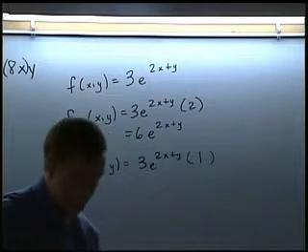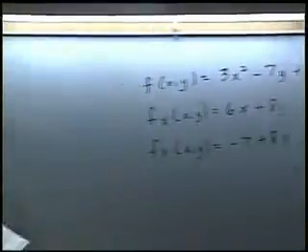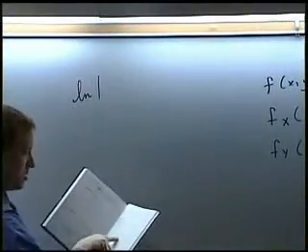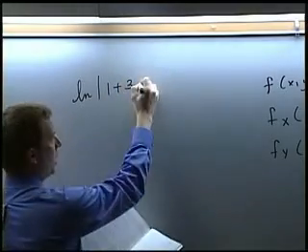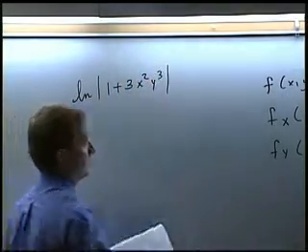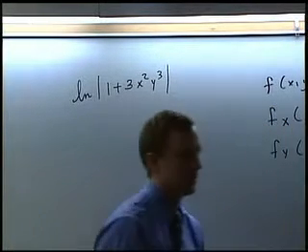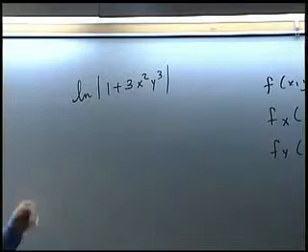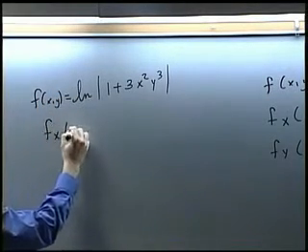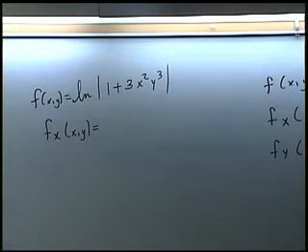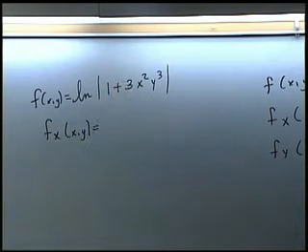Next example. I'll move over to here. What if we've got natural logarithms? Natural log of the absolute value of 1 plus 3 x squared y cubed. Again, let this be a function of 2 variables, and let's start by taking the derivative with respect to x.